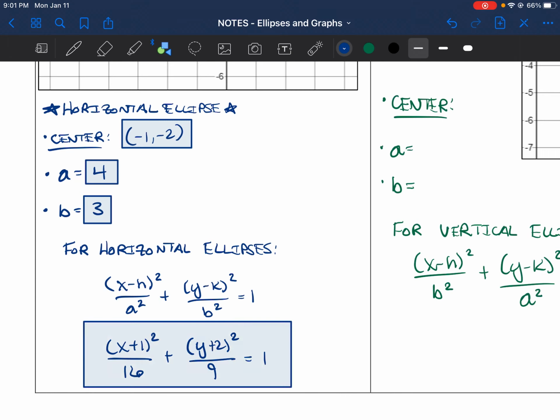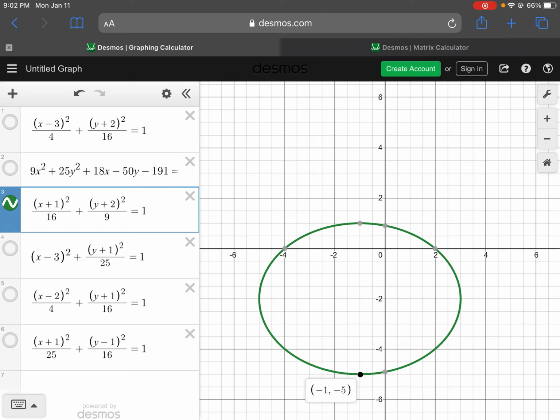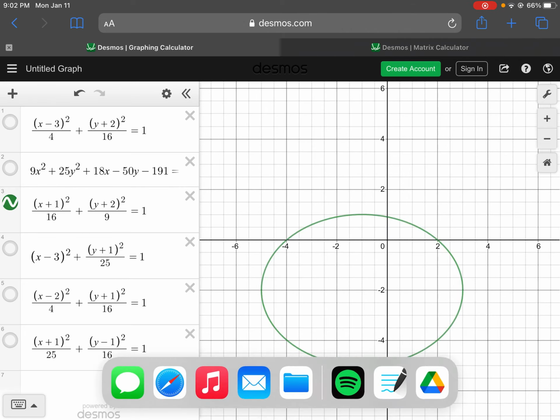So we can see the points -1, 1, -1, -5. We can also see 3, -2, and we can also see 5, -2 as well. And if we jump over to our graph, we can see these same points right here. Okay, so we know that our equation is accurate.